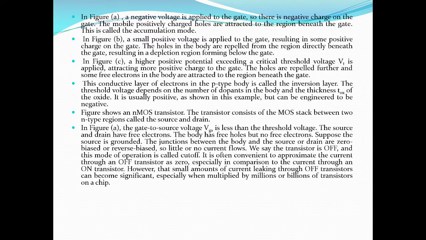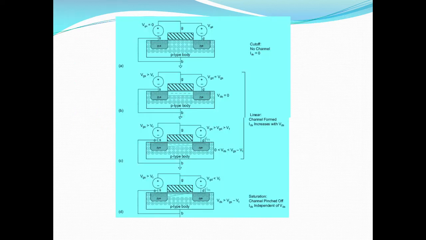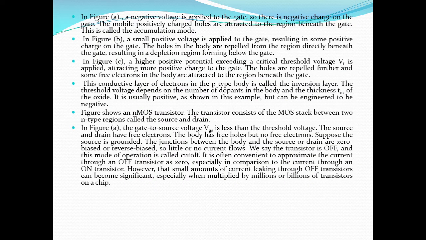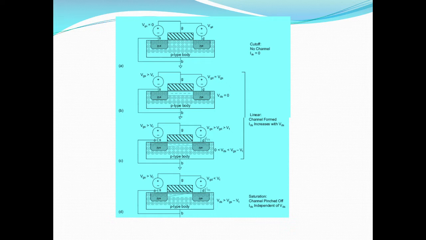In figure B, a small positive voltage is applied to the gate. In the previous case we applied a negative voltage to the gate, but in this case we apply a small positive voltage, resulting in some positive charge on the gate. The holes in the body are repelled from the region directly beneath the gate, resulting in a depletion region forming below the gate.